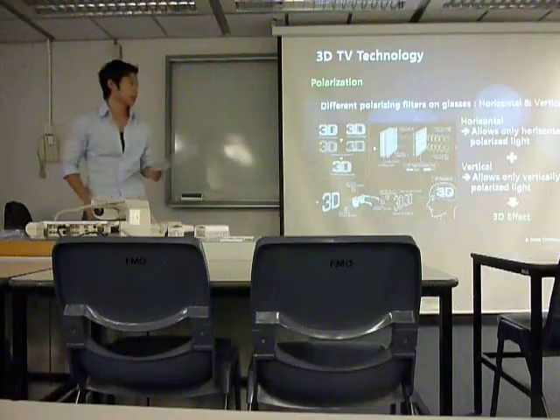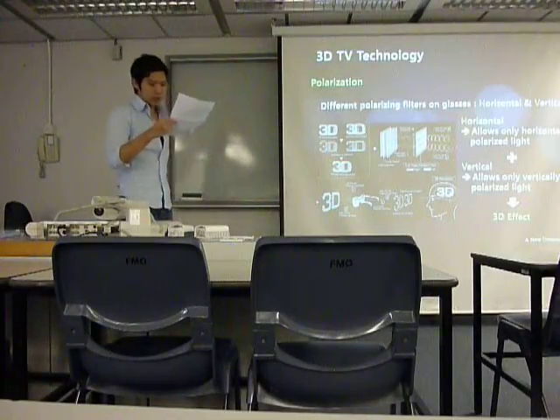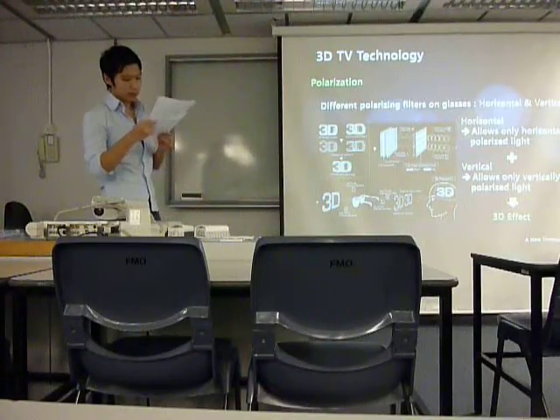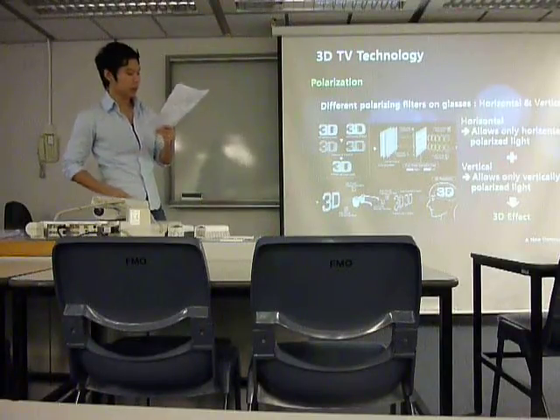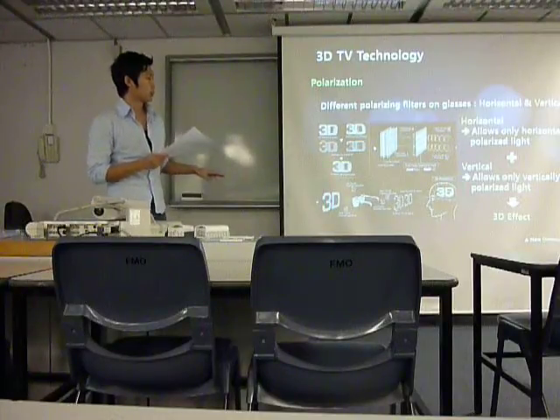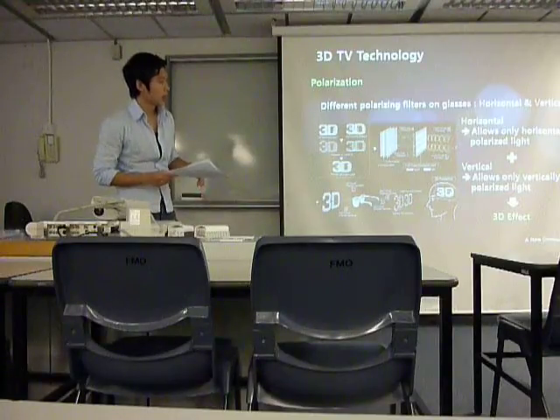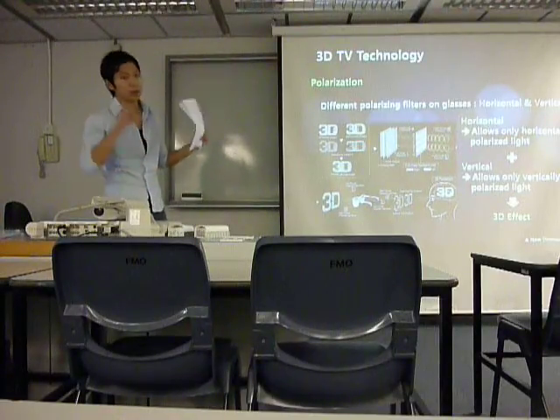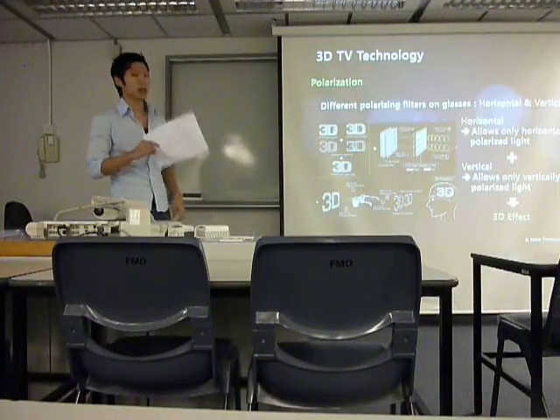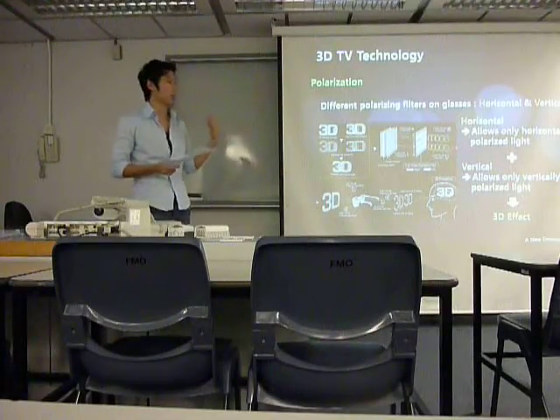Next is polarization. In contrast to the anaglyph image, this one uses filters for filtering out the light. The lights are transmitted to your eyes at different angles, which makes your eyes see different images and gives 3D effects. To make this work, there should be filters on the screen and on the glasses at the same time. There are horizontal filters on one side and vertical filters on the other side, and they only allow horizontal light to come in on one side and vertical light to come in on the other side.